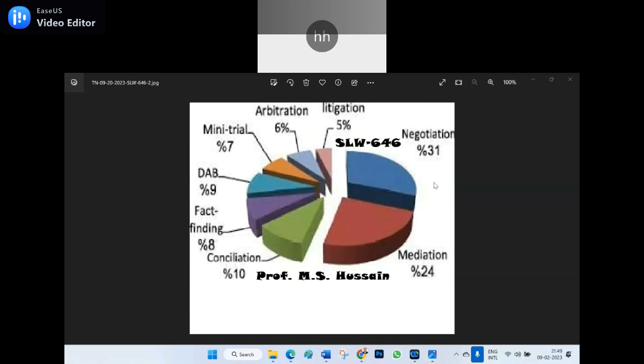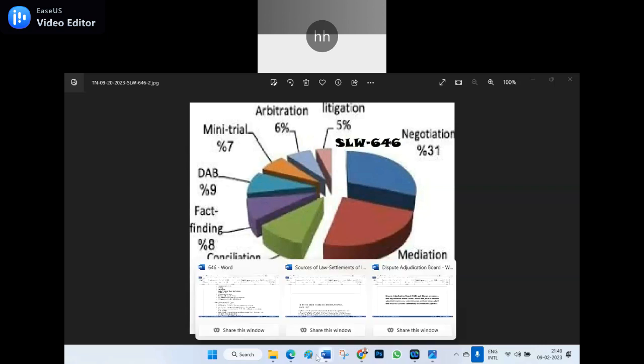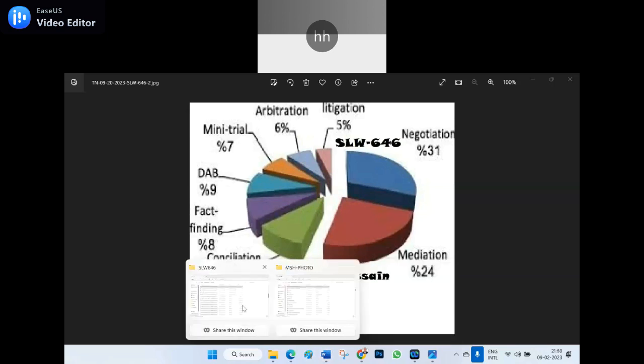Mediation. Speak loudly. Keep your mouth near to the gadget and speak loudly. Of course, the other things that you can know, some is 10%, some is 5%, 7%, the third is conciliation. So these are the methods where we can find and how it can be resolved.